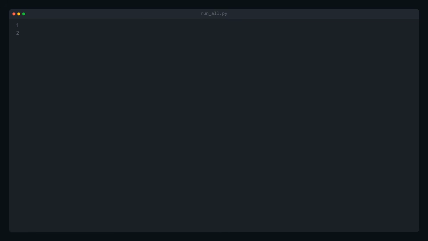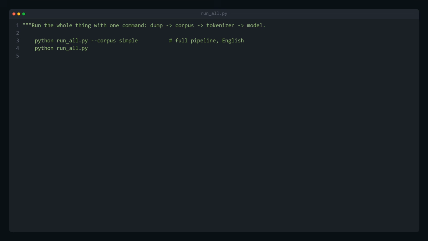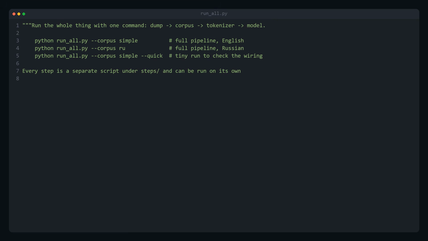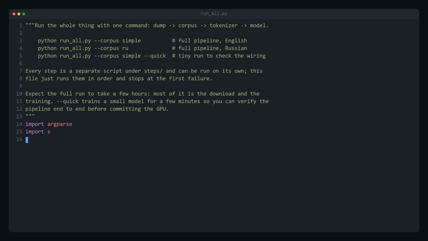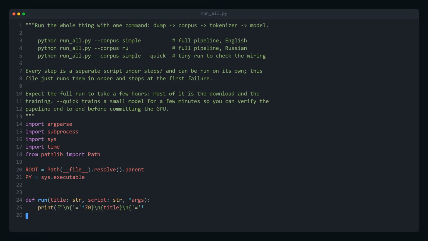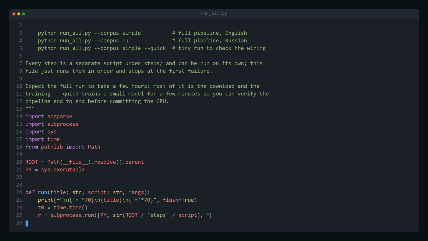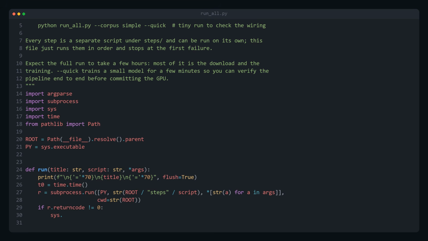The whole path runs with one command. The run_all script goes through all 7 steps in order and stops at the first failure rather than pretending everything is fine. There is a quick mode. It takes a small sample and trains for a few hundred steps. The point is to confirm the whole chain works before you occupy the GPU for an hour. I recommend always starting with that.